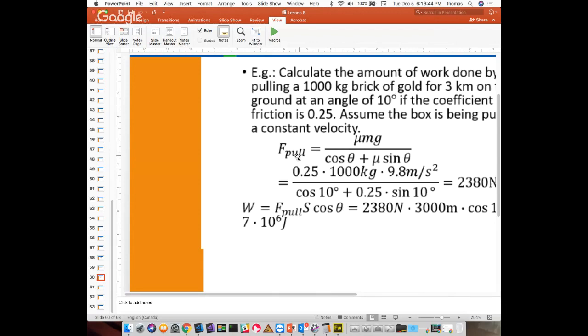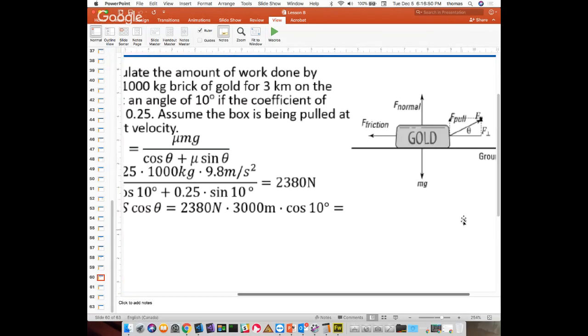But how did they get this pulling force, this force of pulling? If you look at it, we don't have this pulling force. So what do we know, right? We know that we can figure out some parts of it, that it's moving in a particular direction.